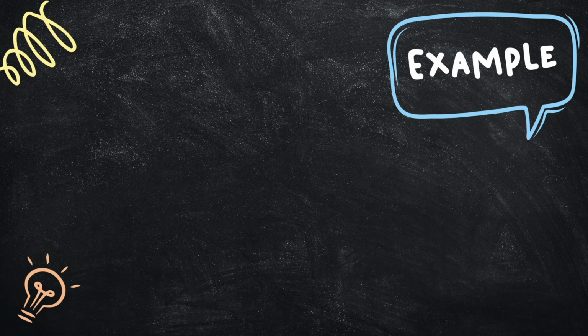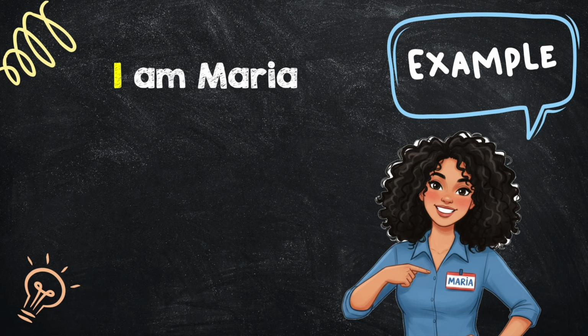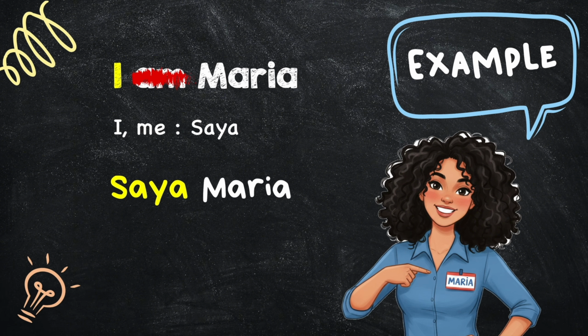Let's create sentences. I'm Maria. In Indonesian, there is no "to be", so we simply remove "am". I and me in Indonesian are saya, so we say saya Maria.